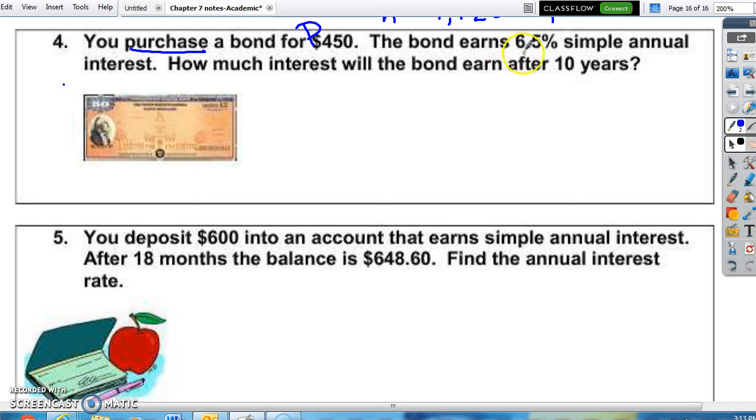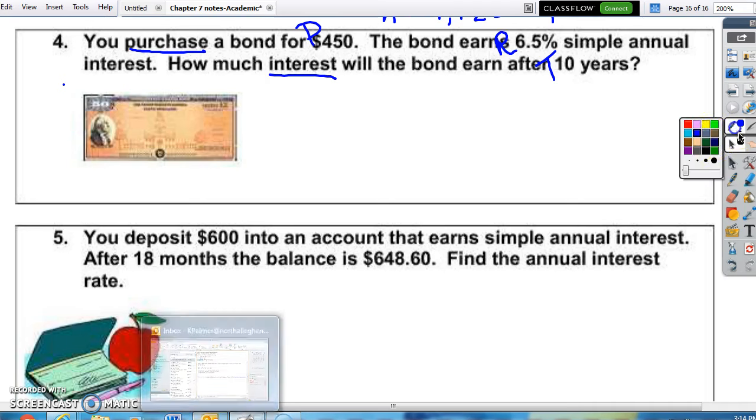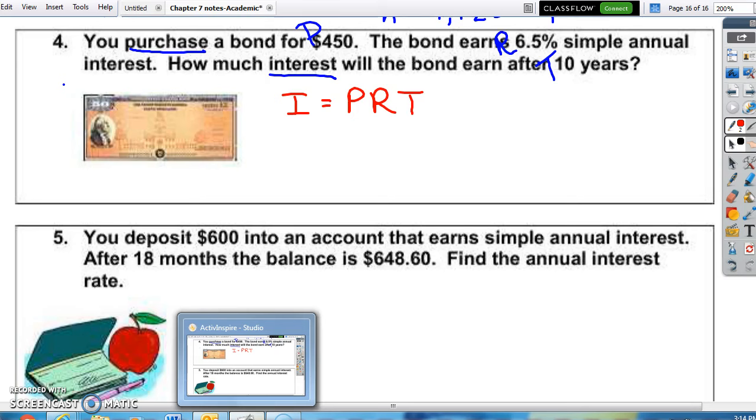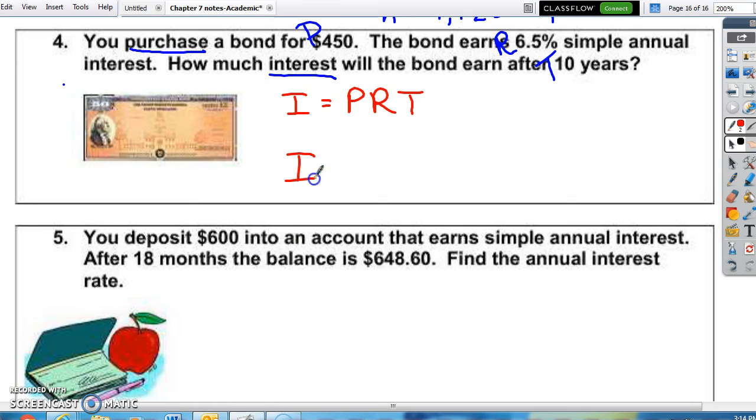The bond earns 6.5% annual interest. That's my rate. I can see this percentage sign, which tells me that's my rate. How much interest will the bond earn after 10 years? Well, I can go ahead and label it as my time. The question's asking how much interest will the bond earn after 10 years, so I'm going to need to find the interest, which is equal to PRT. Now what I want you to do is go through and solve for I. What do you get for I?